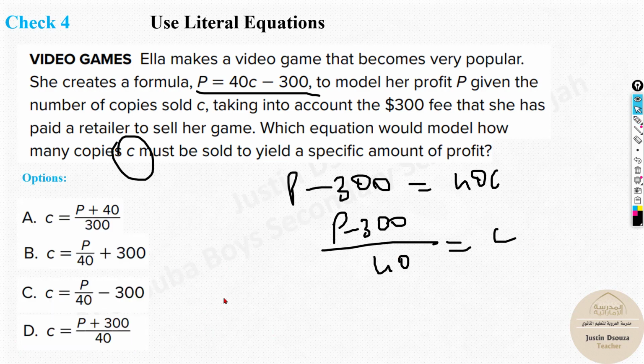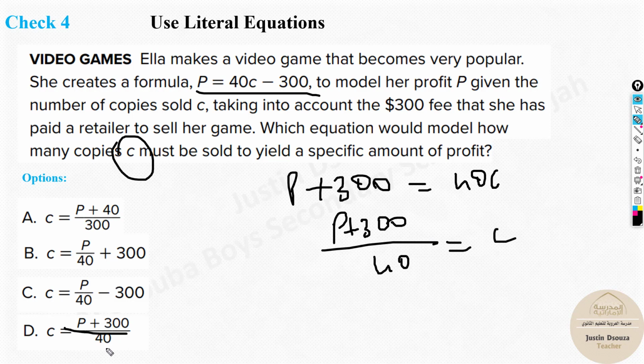Here are your options. Now I have done a major mistake here. I hope you understand the mistake. This is not the answer. This is not the answer. Wait. This is the correct answer I saw, but what is the mistake I did? Minus 300 to the other side becomes plus 300. This is the final answer. Now here it is P plus 300.